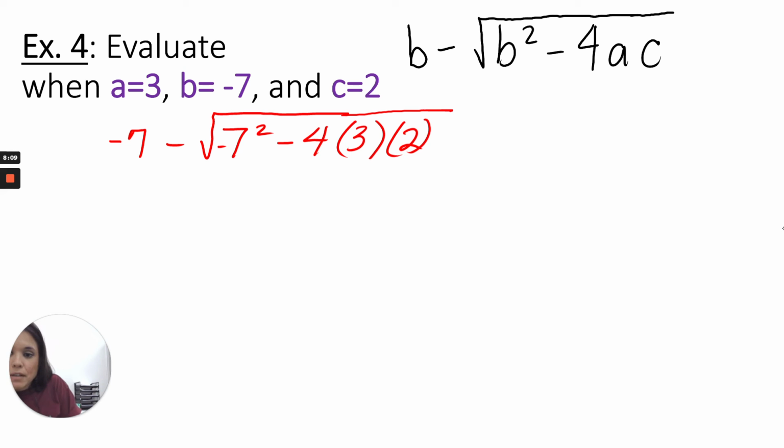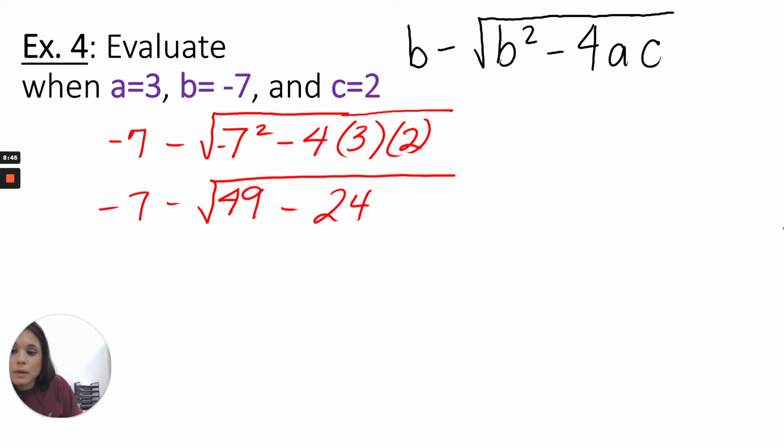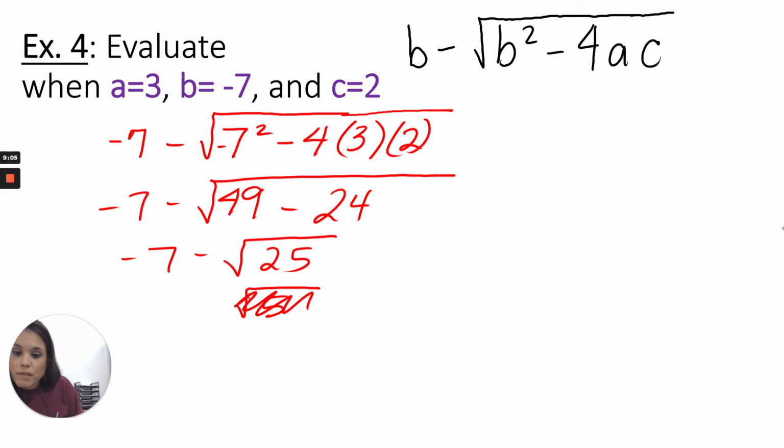So I'm going to first evaluate what is within this square root, and I'm going to evaluate the negative 7 with the exponent 2. Negative 7 squared is 49. A negative times a negative is a positive, so this is a positive 49. Now I want to multiply 3 times 2, which is 6, and then 6 times 4 is 24. Bring my subtraction sign down, rewrite the problem, make sure I don't forget anything. Okay, so 49 minus 24 is 25. I'm going to rewrite this with all of my other numbers and symbols for this expression. The square root of 25 is 5.